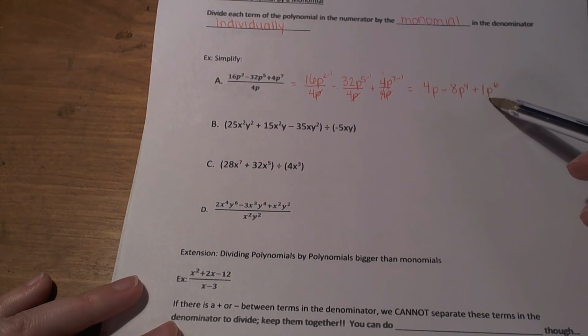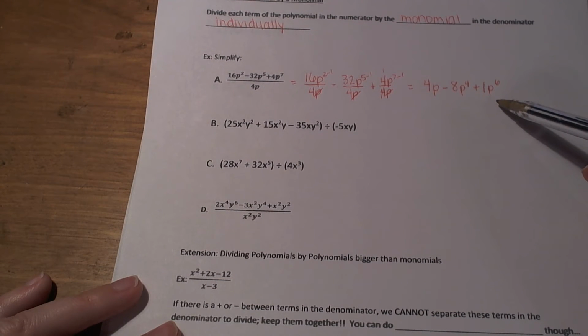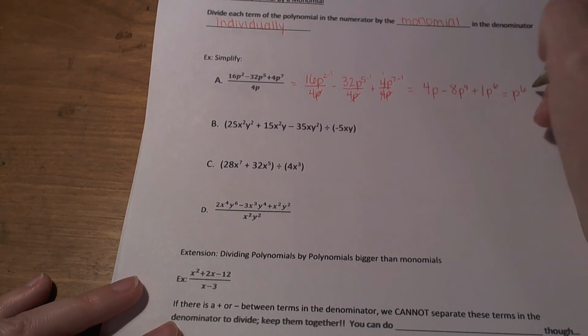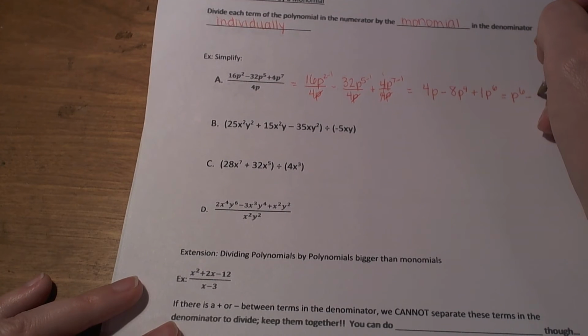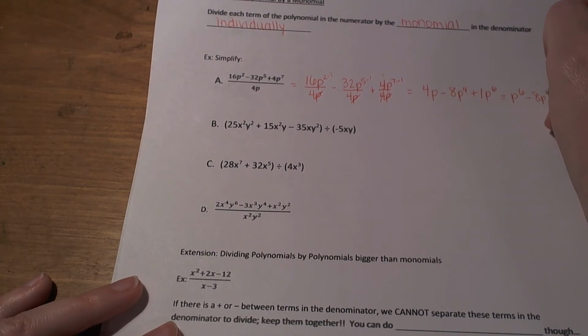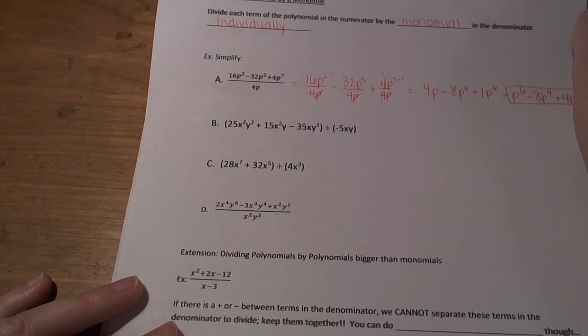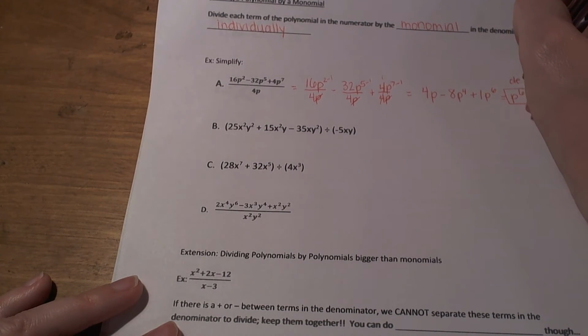None of these are like terms anymore. They cannot be combined. So the only thing left to do, if you're asked for descending order, is to put the highest degree first. So p to the 6th, and then go down in descending order. Minus 8p to the 4th, plus 4p, for descending order.